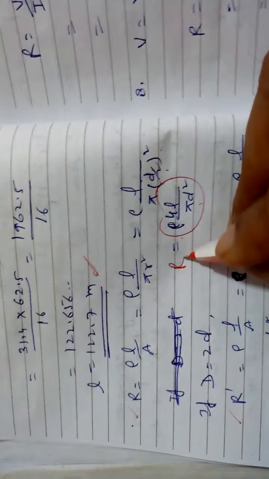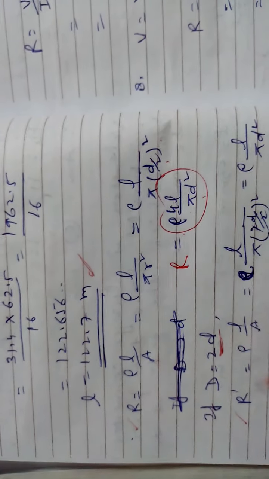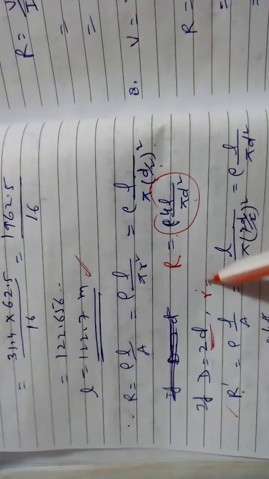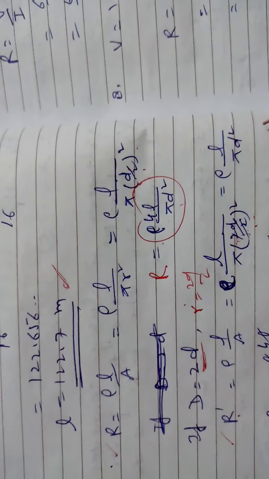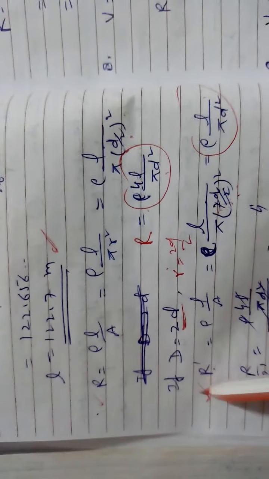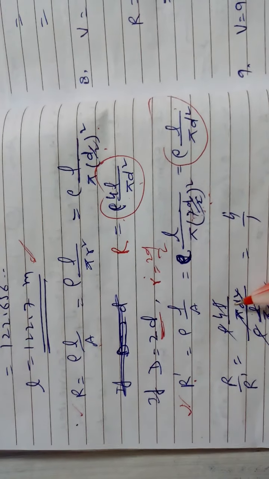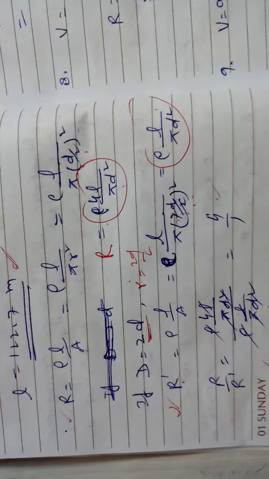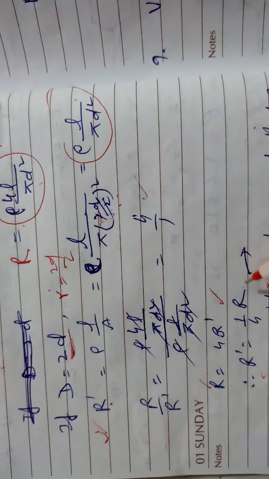It is the R. If the D is 2D, diameter is doubled, then R dash. Then what is the radius here? It will be 2D by 2. Here I have written, 2 cancel. So you are getting pi D square, 2 cancel. So it is the new resistance when it is doubled. Directly R upon R dash, simplify, 4:1. So R is equal to 4R dash, means R dash is equal to 1 by 4 R. The new resistance will be 1/4 of the actual.